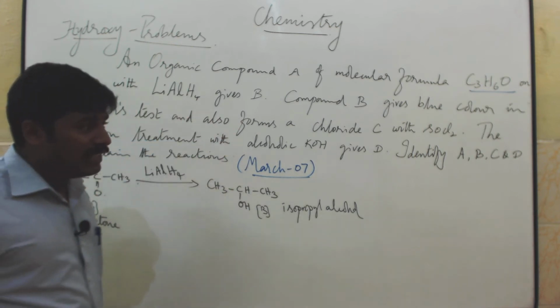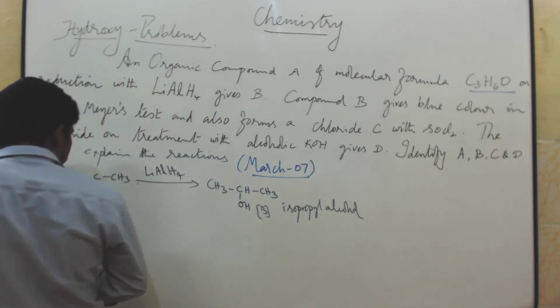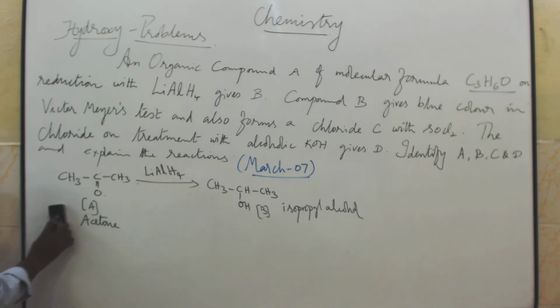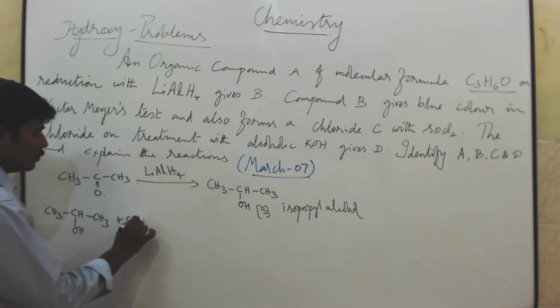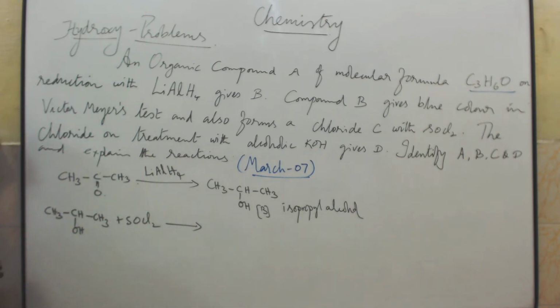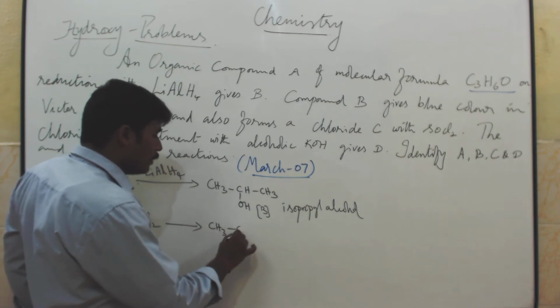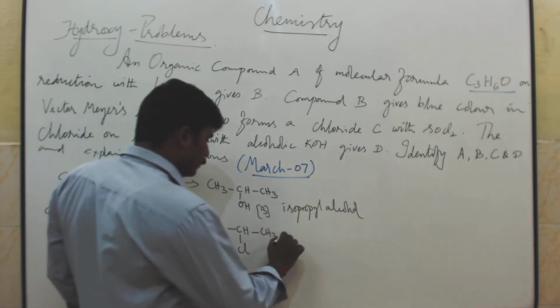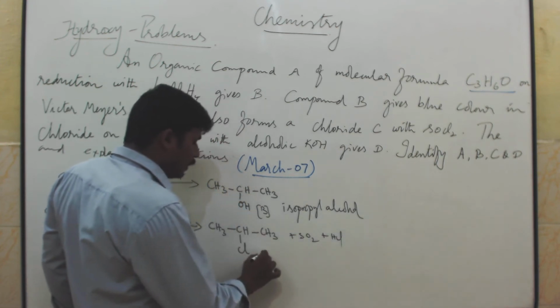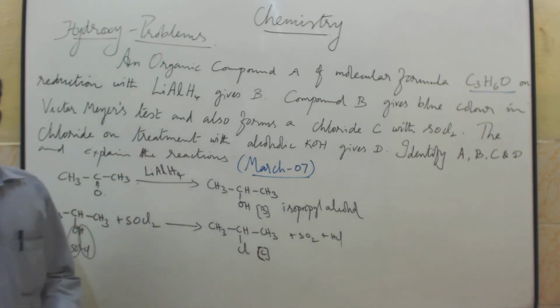B also forms a chloride C with SOCl2. Compound B, CH3-CH-OH-CH3, reacts with SOCl2 to give compound C. Now SOCl2 you can write like this: SO, Cl, Cl. With removal of SO2 and removal of HCl, the remaining Cl will join here to become CH3-CH-Cl-CH3, plus SO2 and HCl, which is compound C, namely isopropyl chloride.